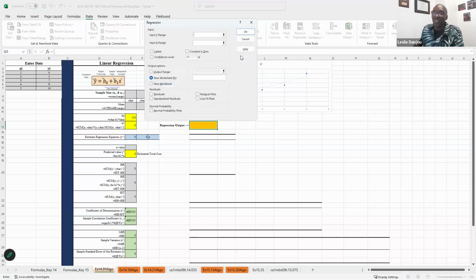All right. This is what I like to always remind you guys because a lot of students mess this up. Your Y's are your dependent variable. Your X's are your independent variables. All right.